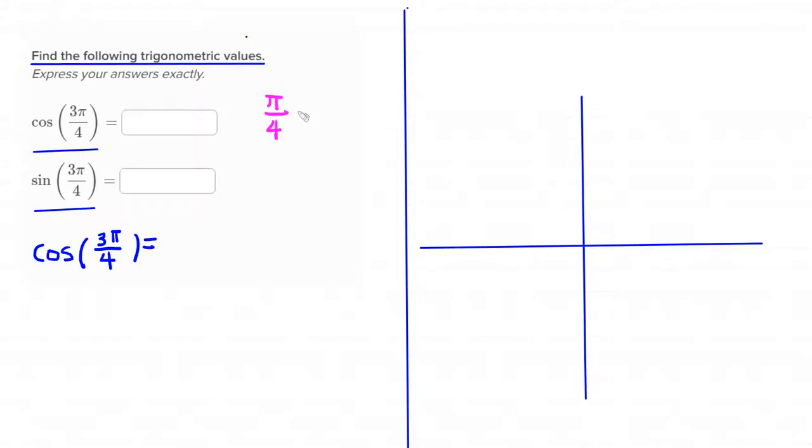Pi over 4 is equal to 45 degrees. This is a special angle in trigonometric functions. But we multiply 3 in front of pi, and we also need to multiply 3 on the right side to keep the equal sign. And it is going to give us 135 degrees. So it is equal to cosine of 135 degrees.